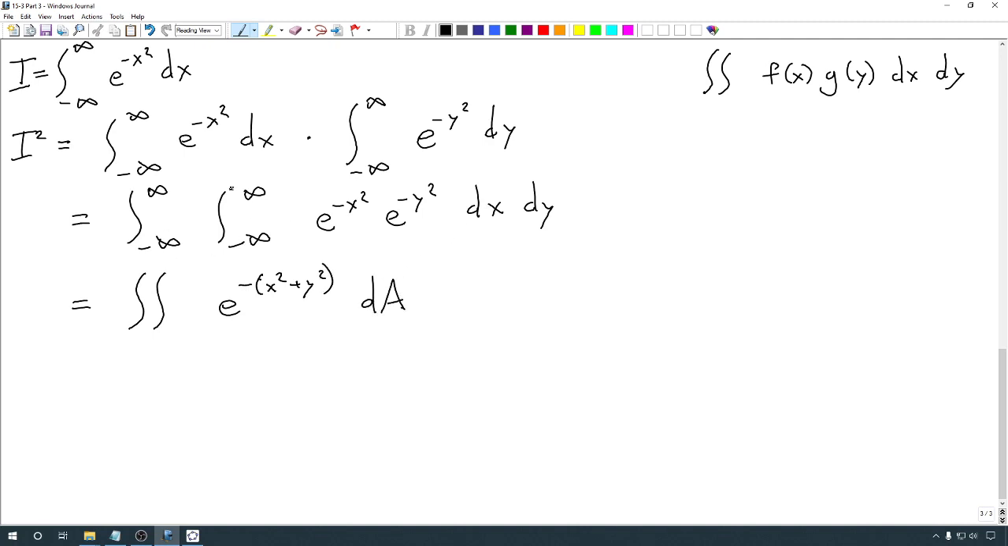And what is the domain of integration? What are we really talking about when we're letting x go from minus infinity to infinity and y go from minus infinity to infinity? Well, we're just looking at the entirety of R2, the entire plane. That's what we're trying to do. We're taking this function e to the minus x squared plus y squared over the entire plane.